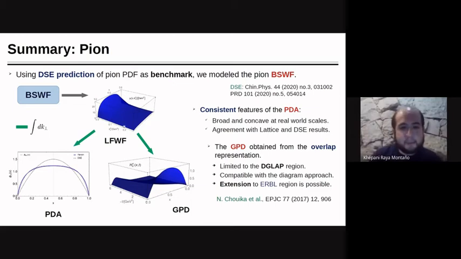We obtained the GPD employing the overlap representation. This representation also ensures that the positivity constraint is fulfilled, limited to the DGLAP region, but is compatible with the diagram approach. It is possible, and we will do it at some point, to extend our calculation to the ERBL region.